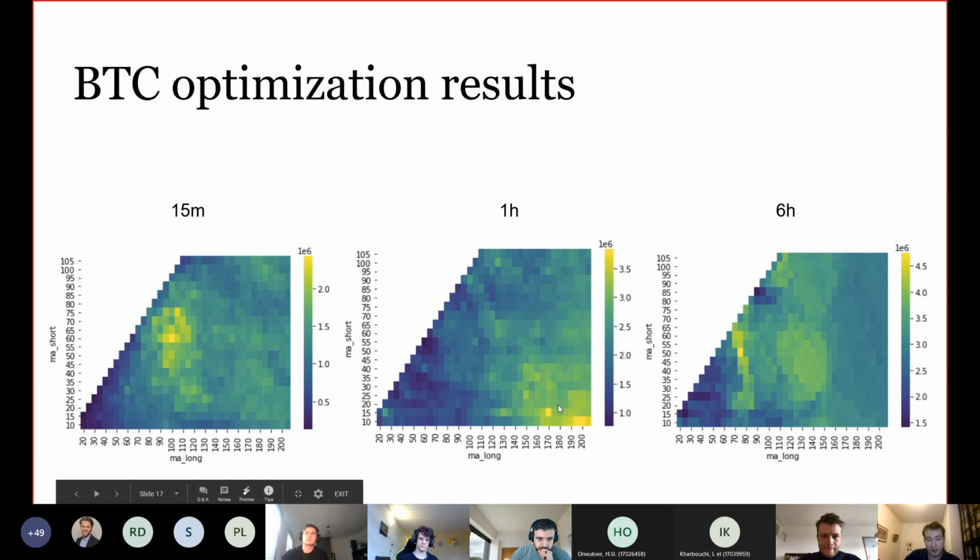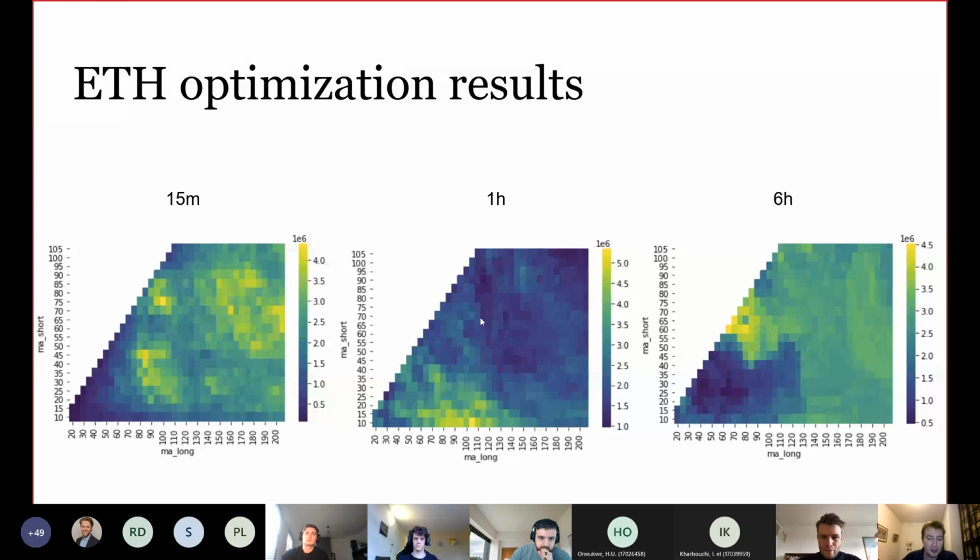In the 1 hour, this is for Bitcoin, by the way, it performs the best here when there's a really long moving average and a really short moving average. 6 hours is kind of squiggled here somewhere, but you know that these are the areas where it's safe to put your bets, let's say. Like here in the middle would be very safe. You cannot go very wrong, because you want to look at this strategy in the future when you implement it too.